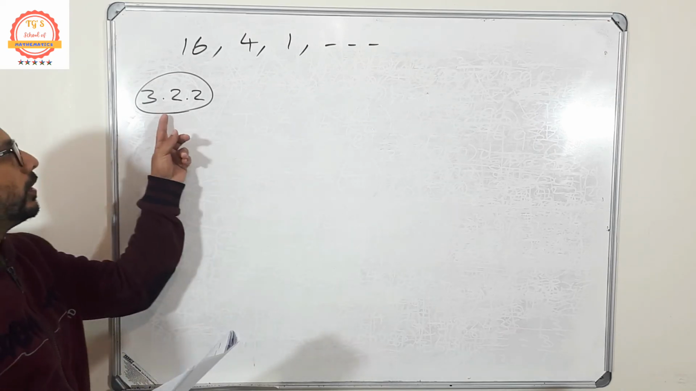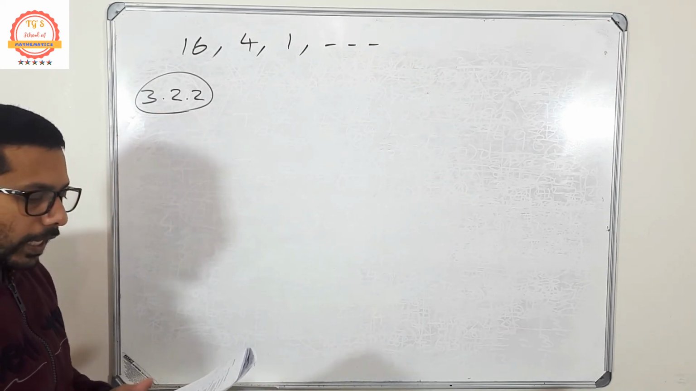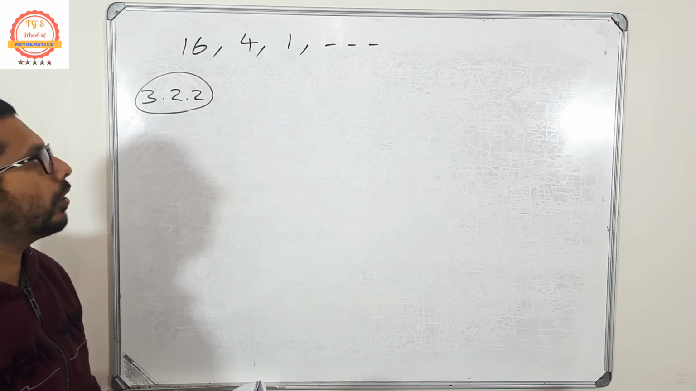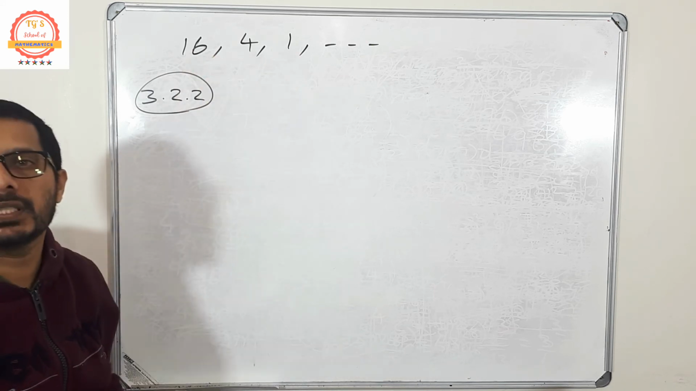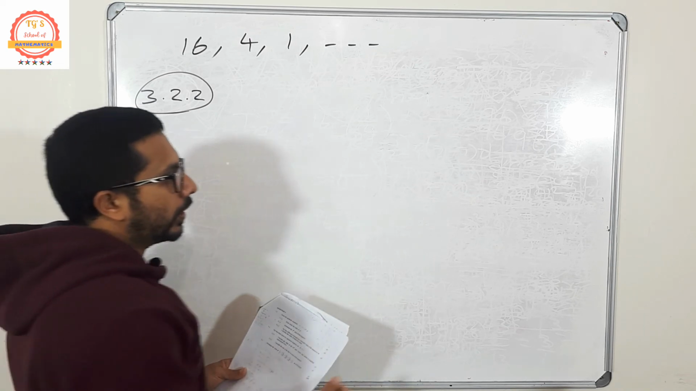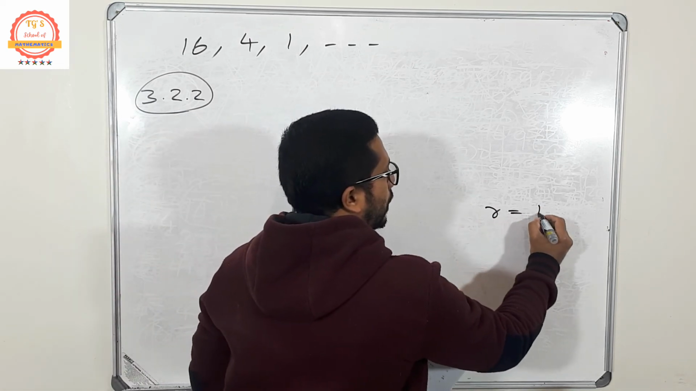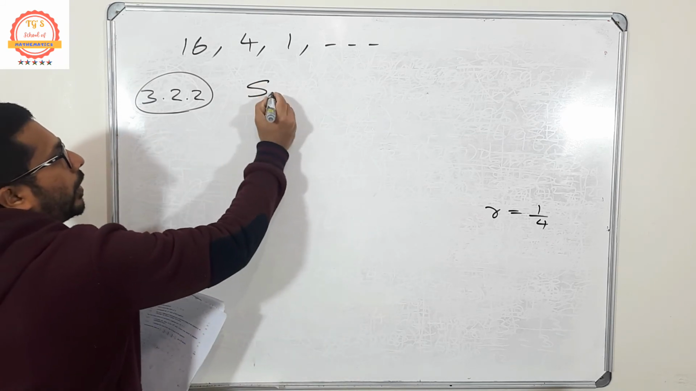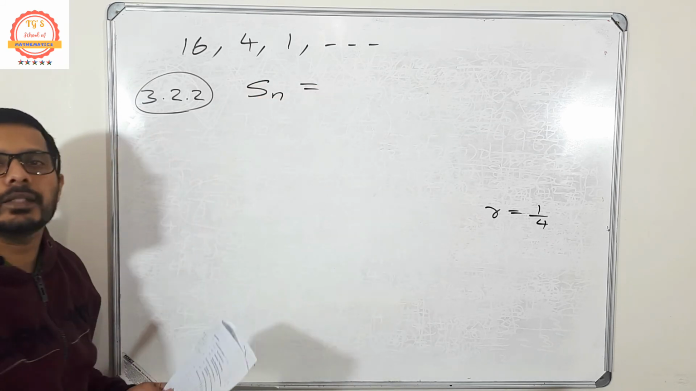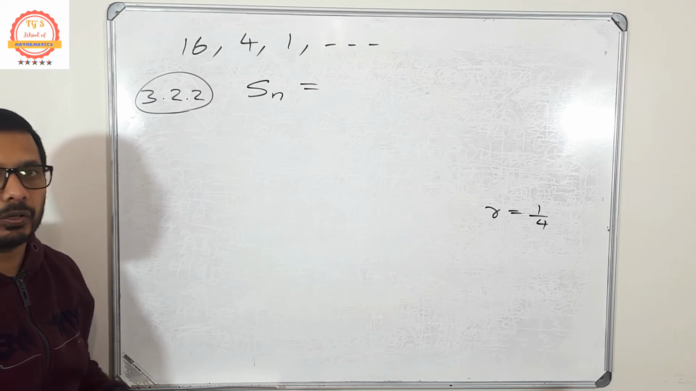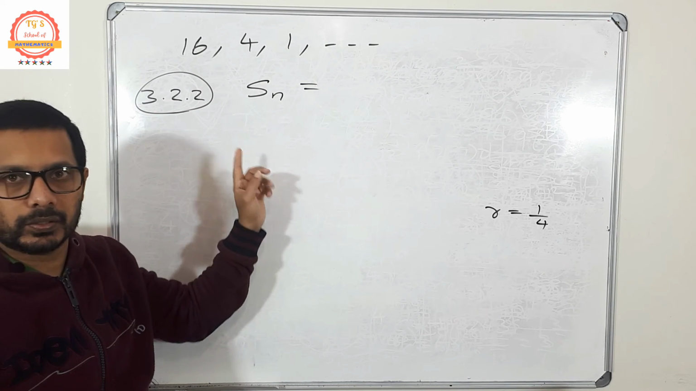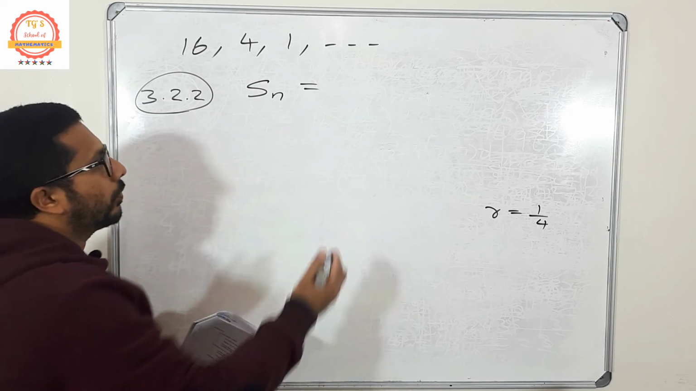Question number 3.2.2. Calculate the sum of the first 10 terms of the sequence. You have to find the sum of the first 10 terms. Don't forget that here the value of R is 1 over 4. What is the formula to find the sum of the first n terms in a geometric sequence? Don't forget that this is a geometric sequence, not an arithmetic sequence, so the formula is different. What is the formula?